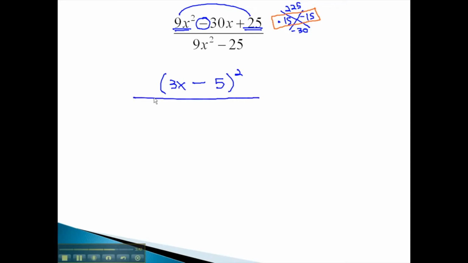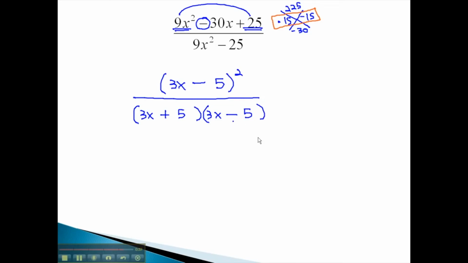In the denominator, we will need to factor the 9x squared minus 25. Notice it's a binomial. We have a difference of squares. Using our difference of squares shortcuts, we know it's going to factor to the sum and the difference of the square roots. The square root of 9x squared is 3x, and the square root of 25 is 5. 3x plus 5 times 3x minus 5. Now that it's factored, we are finally allowed to reduce.